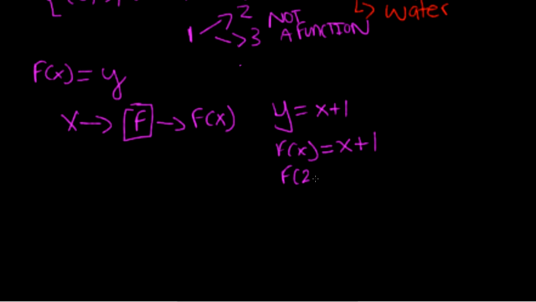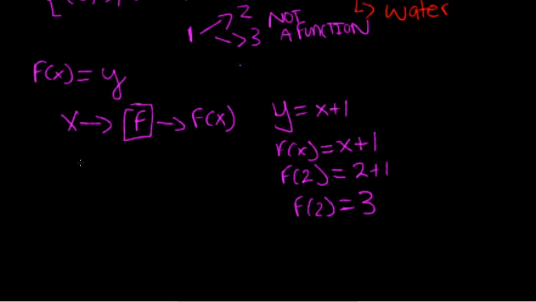Now if the book tells you to evaluate f of 2, then all you basically do is substitute 2, or the number you get. So if it's f of 3, f of 4, f of 5, you just substitute that given number for x into the equation. So you just put f of 2 is equal to 2 plus 1, because you substituted 2 for x. f of 2 is equal to 3.